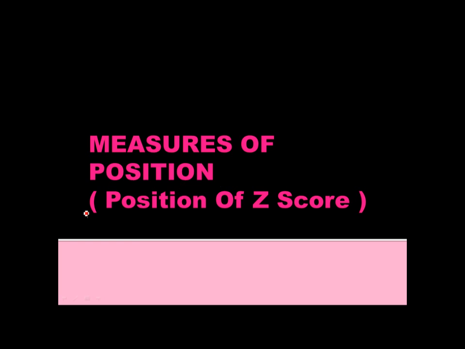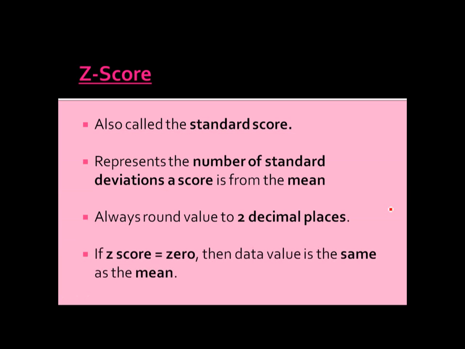Measures of position: z-score. Z-score, also called the standard score, represents the number of standard deviations a score is from the mean. Always round the value to 2 decimal places. If the z-score is equal to 0, then the data value is the same as the mean.